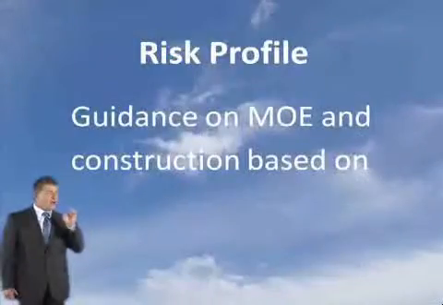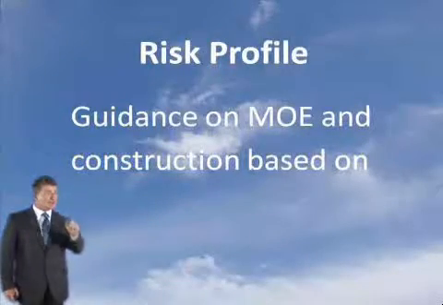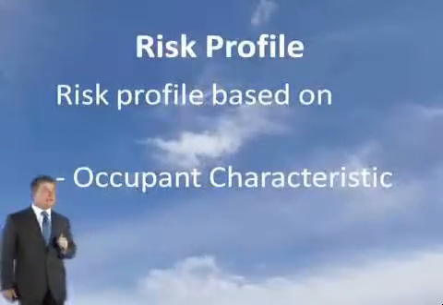Next thing I'm going to look at is the risk profile. The key to using BS9999 is a risk profile. Now, guidance on the means of escape and the construction is based on a risk profile. And the risk profile is based on, first of all, occupant characteristic. What type of occupants are in there? Are they asleep? Are they awake?